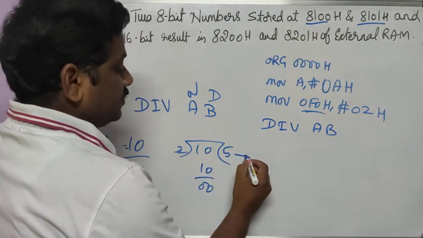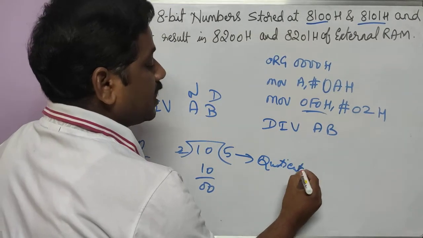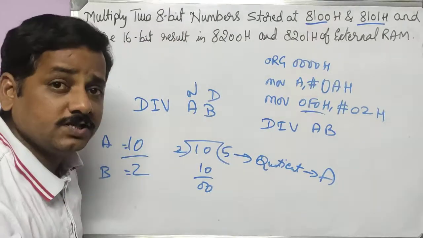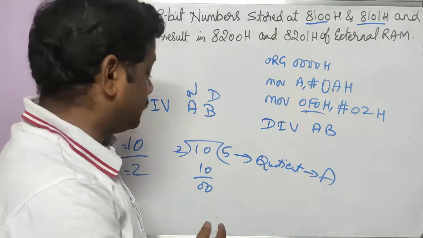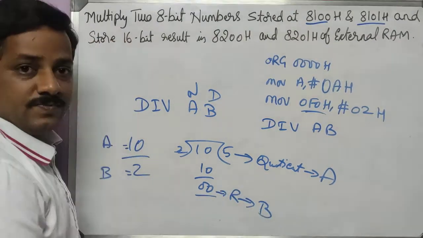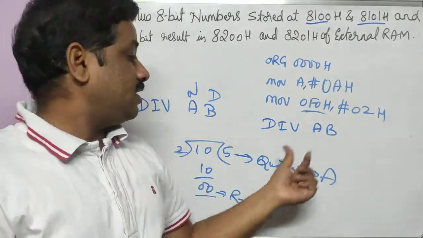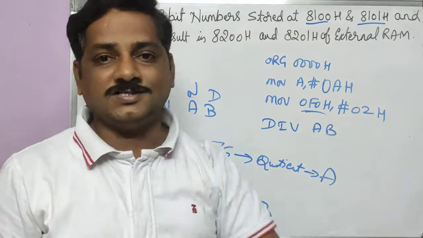So this is called the quotient. The quotient will be stored in the accumulator. You should be very thorough and careful about this. And the remainder will be stored in the B register. So after execution, the quotient will be there in the accumulator and the remainder will be stored in the B register.